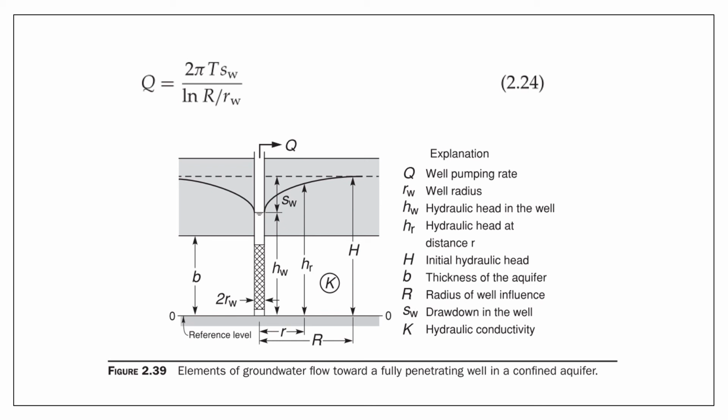And this is just the form of the Theim equation. You have your well pumping rate or your discharge, which is typically expressed in cubic meters per second or per day. And then you have your well radius.